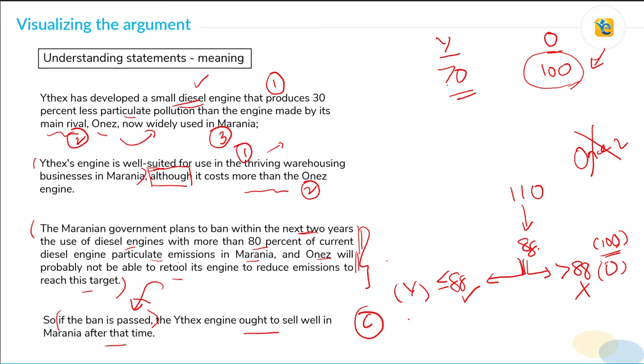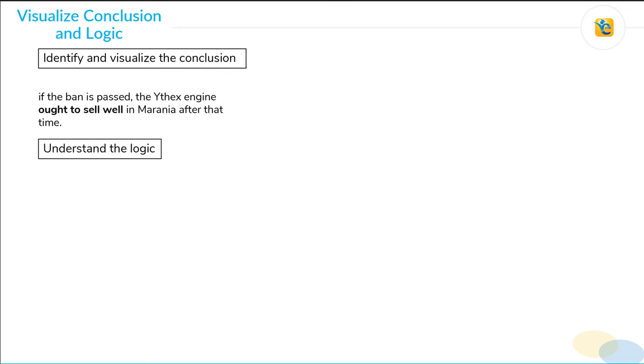If this is clear, let's move into pre-thinking. The first step for pre-thinking is what I call a precursor step. That is, you make sure that you specifically visualize the conclusion and the logic before you do any kind of pre-thinking. Okay, so let's do that. Let's first visualize the conclusion.